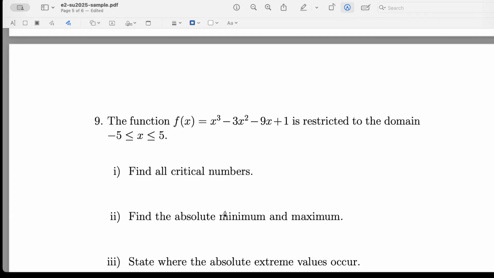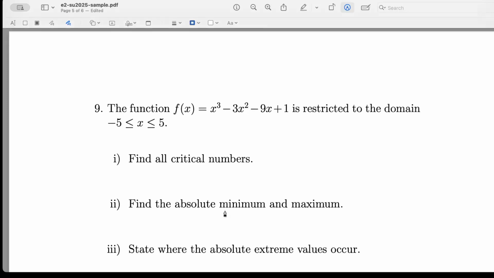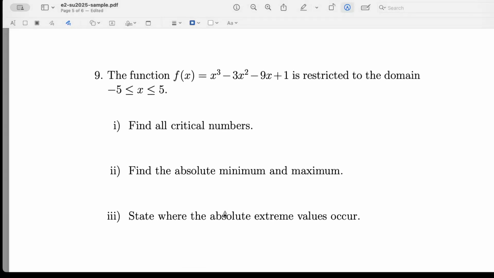But it doesn't even ask about those. It just says find the absolute min and absolute max. Basically, that just means in addition to these things we find in step 1, the critical numbers, we'll look at these two endpoints, minus 5 and plus 5. And saying where the extreme values occur just means also mention the x coordinates, although it's fine to write those as points too with an x and a y.